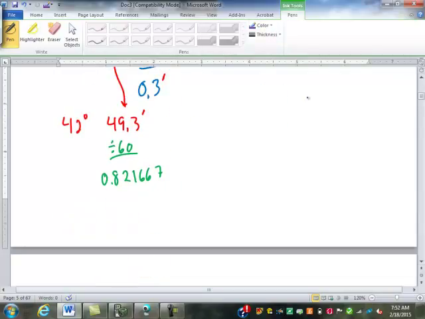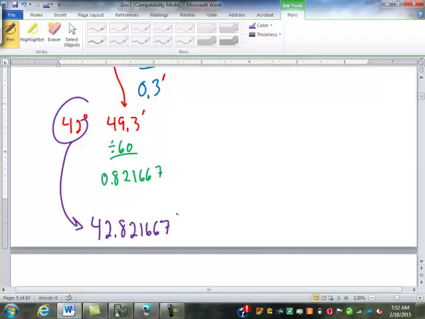Now we have to combine that with the 42 degrees. And there it is. Now I said go out at least 4 decimal places, so you could have rounded it off here as 0.8217 if you wanted to.